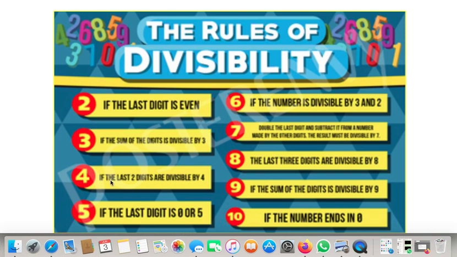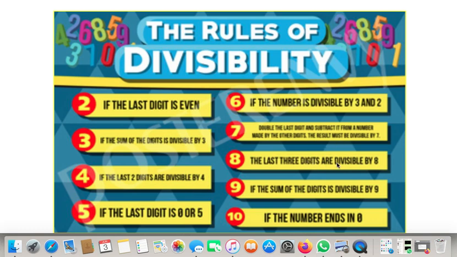Let's talk about 4 now, then you will be writing it. The last 2 digits are 94. Just check, is it divisible? It is not divisible by 4. Last 2 digits are not divisible by 4, so it is not divisible by 4.